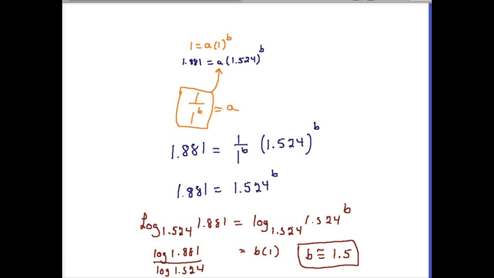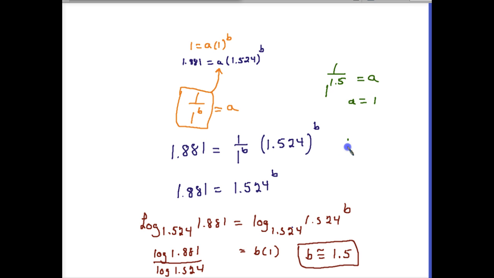To do that, we'll go ahead and take 1 divided by 1 to the 1.5, and that equals a. If you take 1 to the 1.5 power, that's just 1, and 1 divided by 1 is 1, so now we know that a is 1.